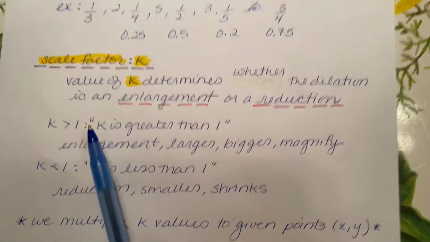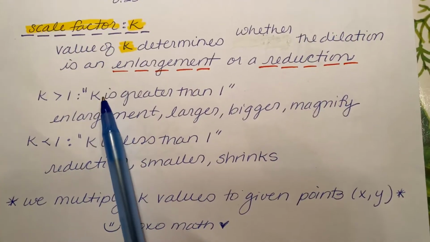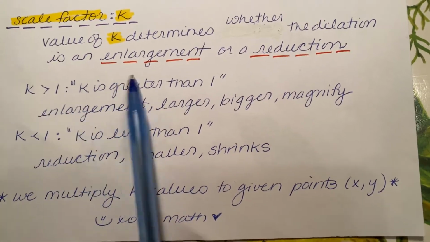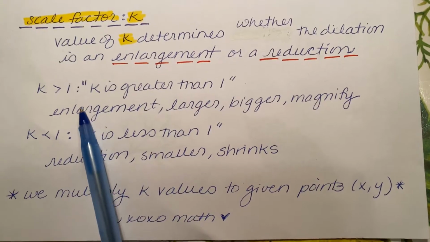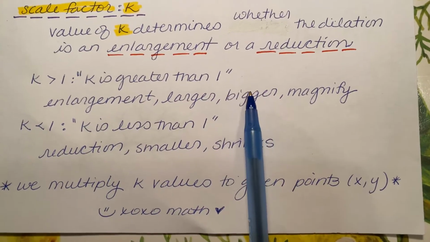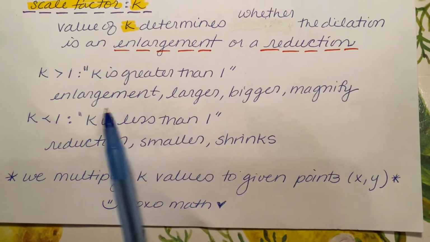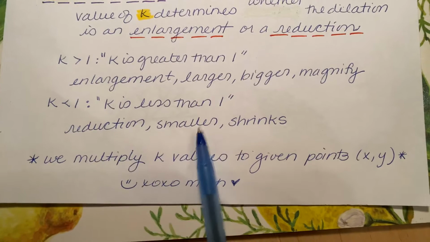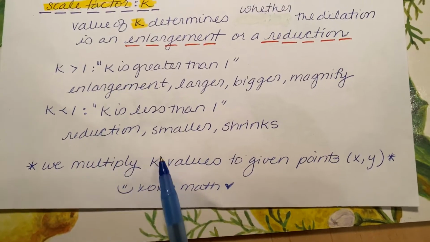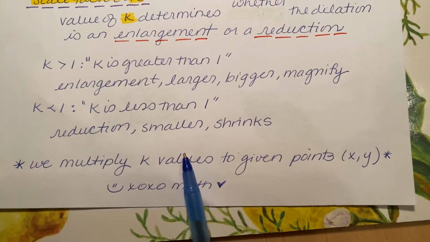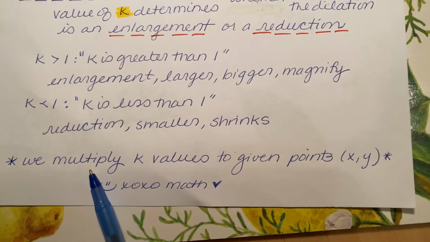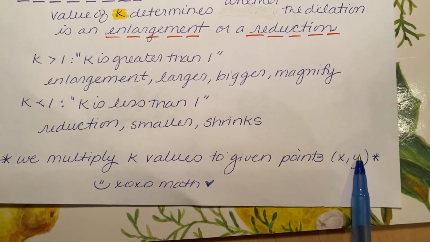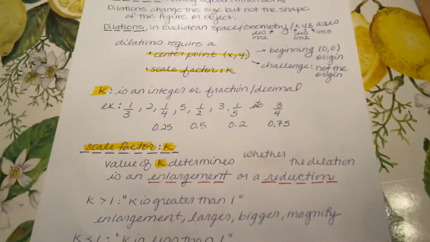If K is greater than 1, that's what you should say when you see this, it means that the dilation is an enlargement. It's getting larger, it's getting bigger, it's magnifying. If K is less than 1, it's a reduction, it gets smaller or it shrinks. We multiply this K value, whatever the K value is, to each of the given points, the X, Y, the ordered pair. All right, there's your notes.